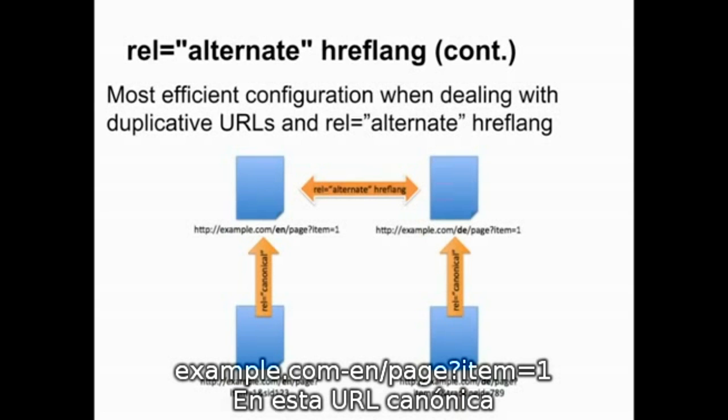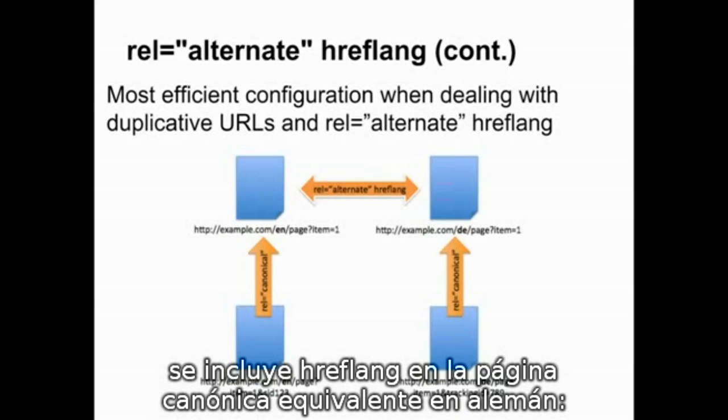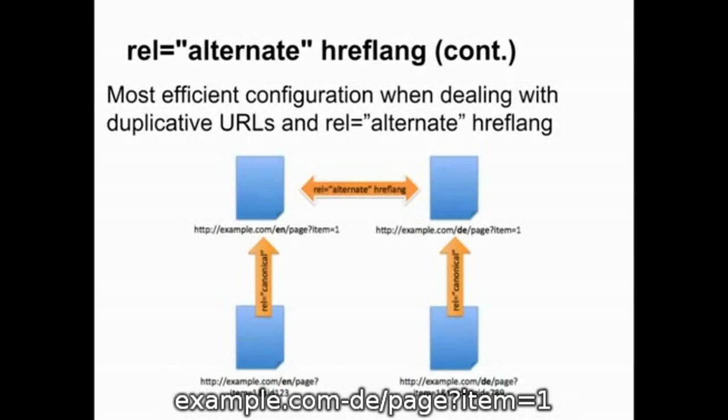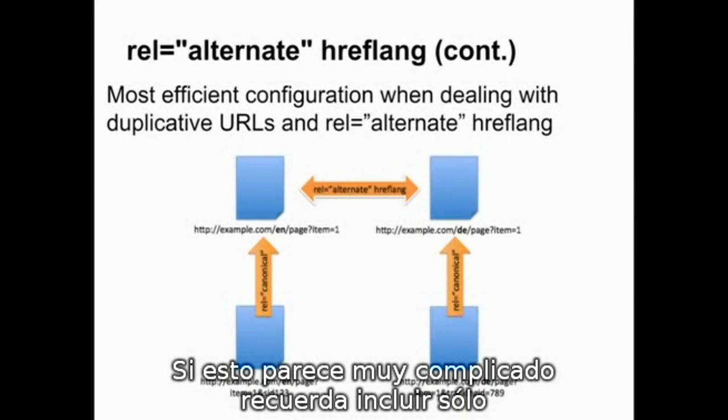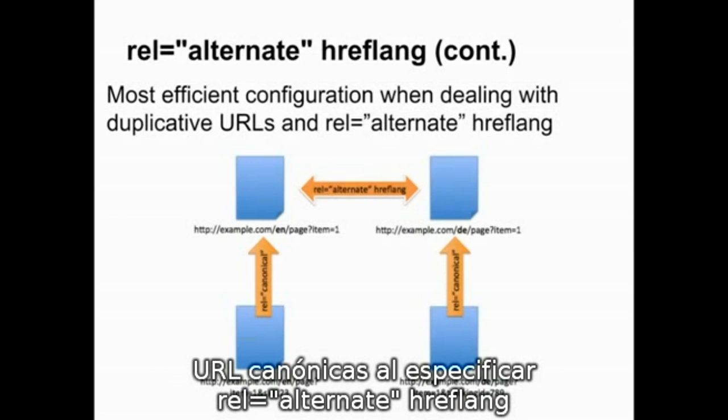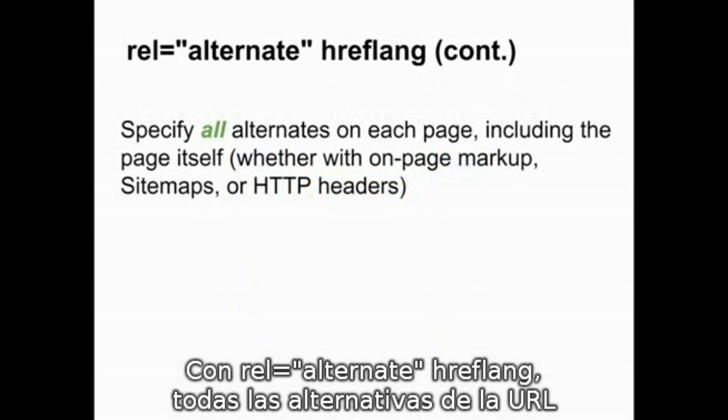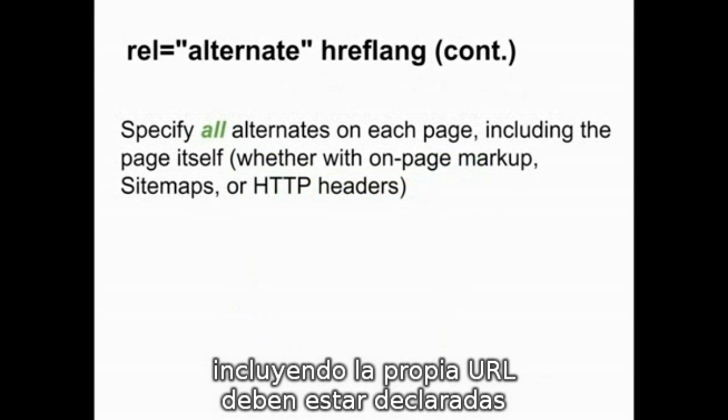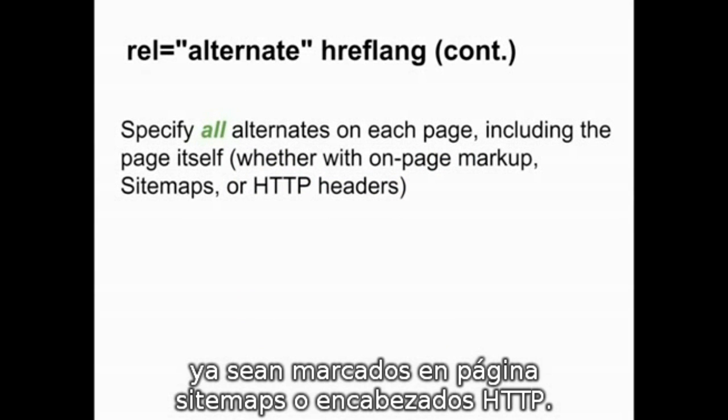Then, on this canonical URL, include rel alternate hreflang to the canonical German equivalent page, example.com/de/page?item=1. If this sounds too complicated, just remember to include only canonical URLs whenever specifying rel alternate hreflang, and you should be fine. When you implement rel alternate hreflang, all alternates of the URL, including the URL itself, should be declared, whether that's with on-page markup, sitemaps, or HTTP headers.